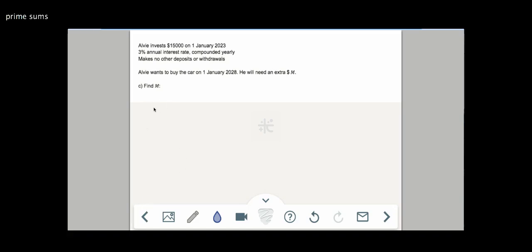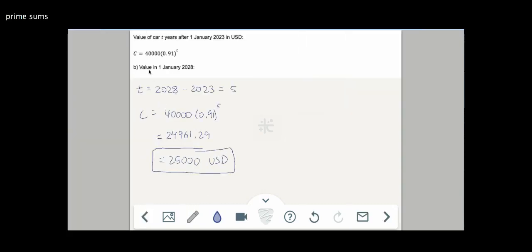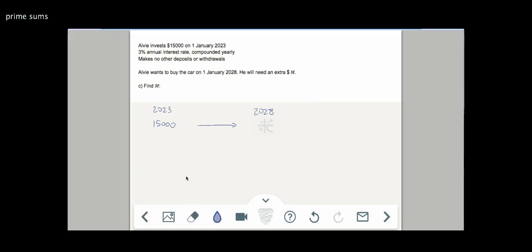So let's see. In 2023, he invests $15,000, and then he's going to earn a little bit of interest. And 5 years later, in 2028, he's going to have a little bit more money, but it's not going to be enough to buy the car. So in part B, we found that the value of the car in 2028 is around $25,000. So let's see how short he is going to be.